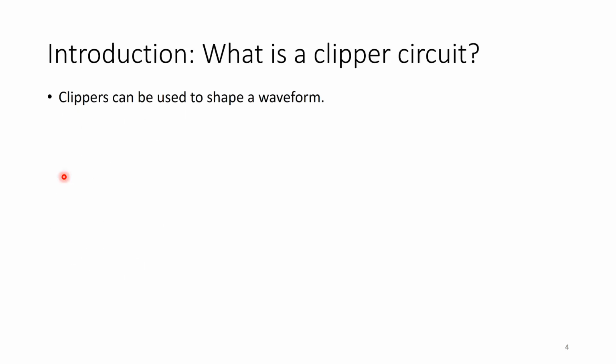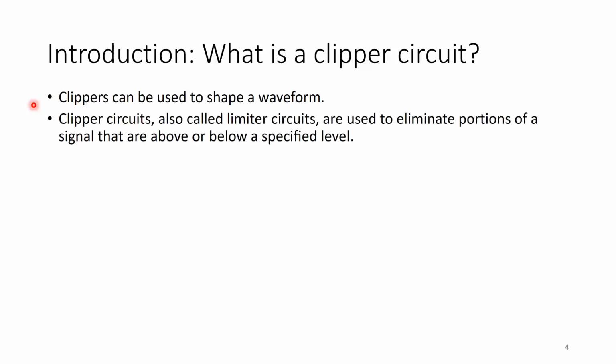Clippers can be used to shape a waveform. Just as in our previous lecture on rectifiers, we are now handling circuits that will receive an input signal in the form of a time-varying waveform. The input signal can be a sinusoidal wave or a square wave or anything that varies with time. Clipper circuits, also known as limiter circuits, are used to eliminate portions of a signal that are above or below a specified level. So it shapes the waveform by eliminating some portion of the signal.